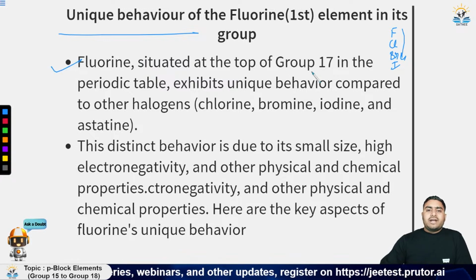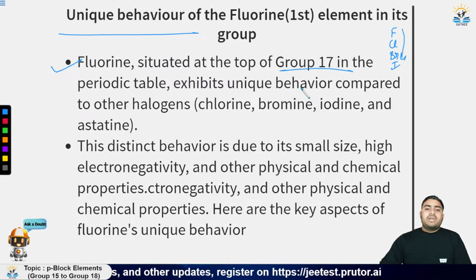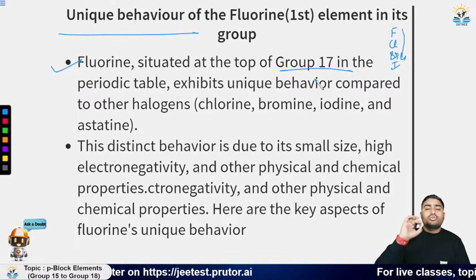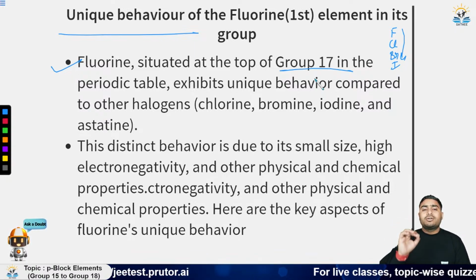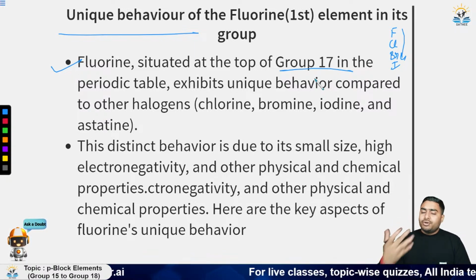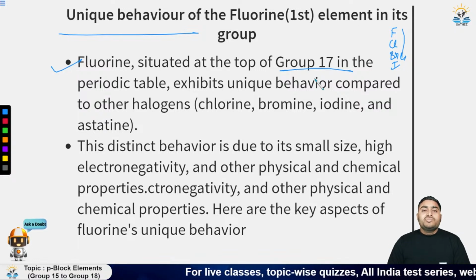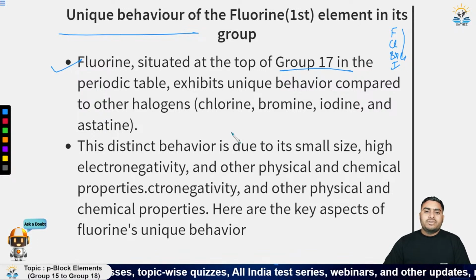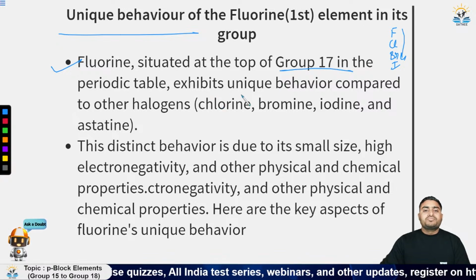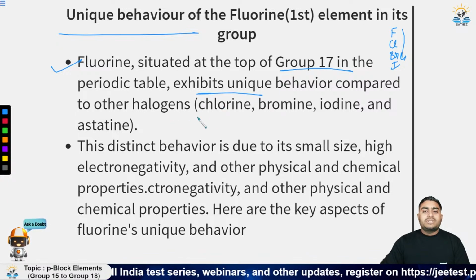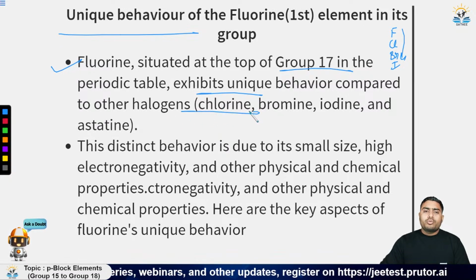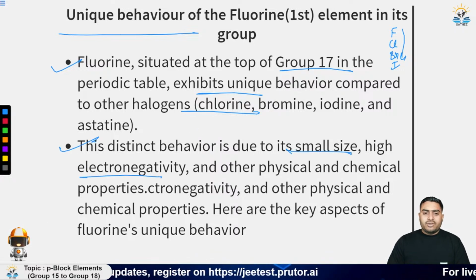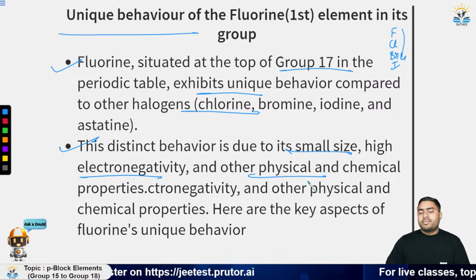So fluorine, situated at the top of group 17 in the periodic table, exhibits unique behavior, right? As I told you already, second period elements show some uniqueness, some anomalous behavior due to their small size and due to high electronegativity compared to other elements of their respective groups. So they exhibit unique behavior compared to other halogens like chlorine, bromine, iodine, and astatine. The behavior is due to its small size, high electronegativity, and other physical and chemical properties.